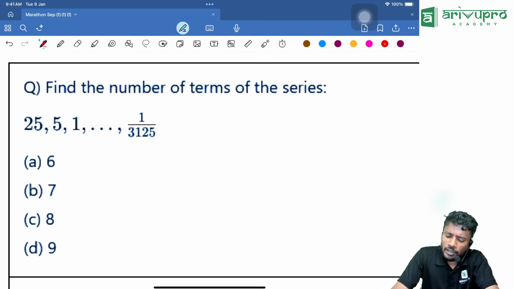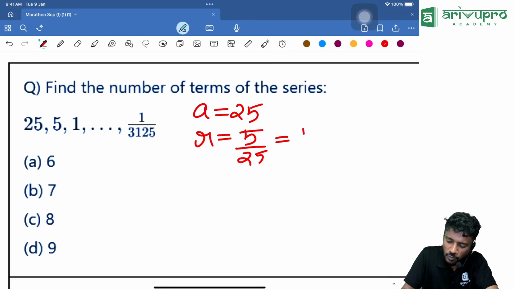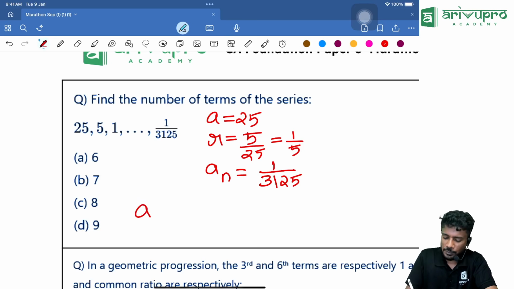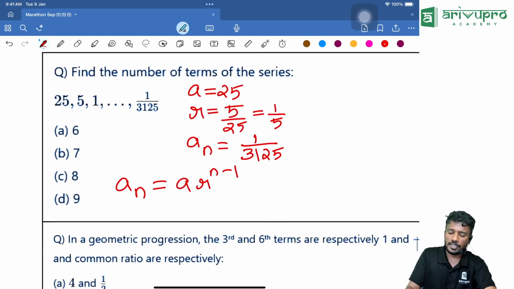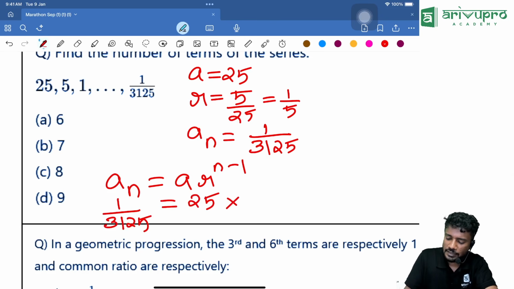Find the number of terms of the series. Here, the first term A is 25. Then the common ratio is 5 divided by 25, which is 1 by 5. Now AN is 1 divided by 3125. How to find the nth term of a GP? AN is equal to AR raised to n minus 1. So 1 divided by 3125 equals 25 into 1 by 5, the whole raised to n minus 1.